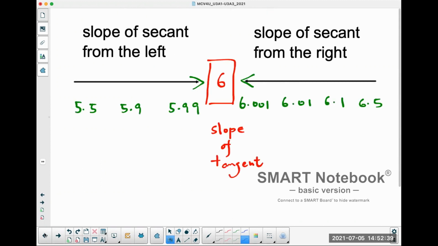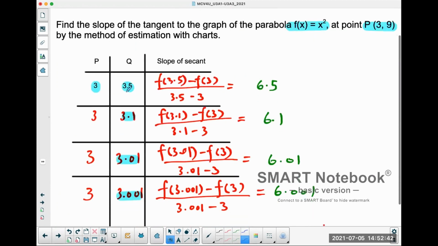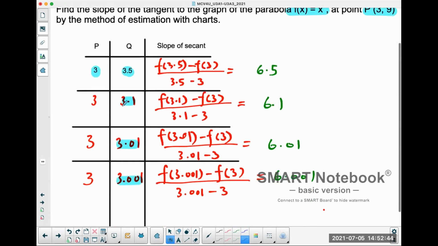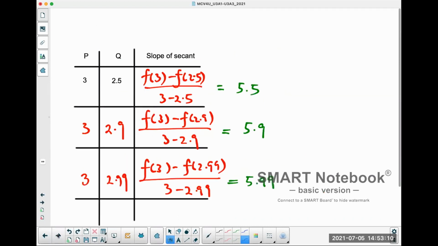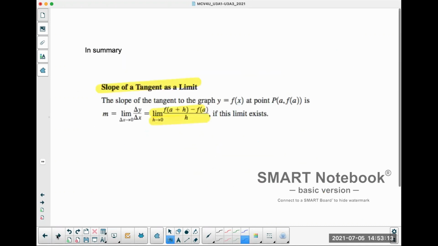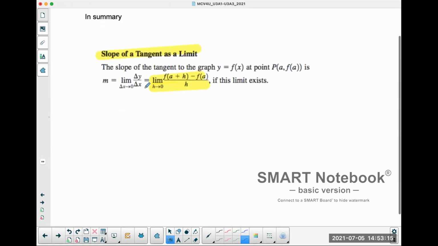And what's that little bit? In the first case, the little bit was 0.5, and then 0.1, and then 0.01, and then 0.001, right? And as that little bit gets smaller and smaller, the slope of the secant gets closer and closer to the slope of the tangent. And we say as this value gets so small that it's like 0, then the slope of the secant is like the slope of the tangent. So in everyday English, that's what it means. And we introduce the idea of the limit.